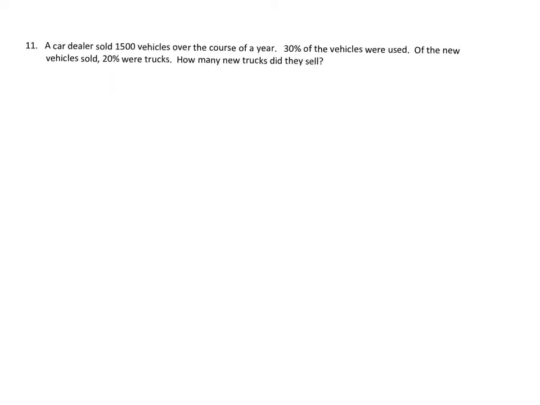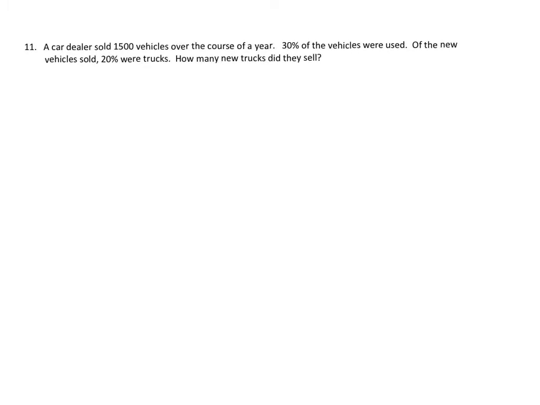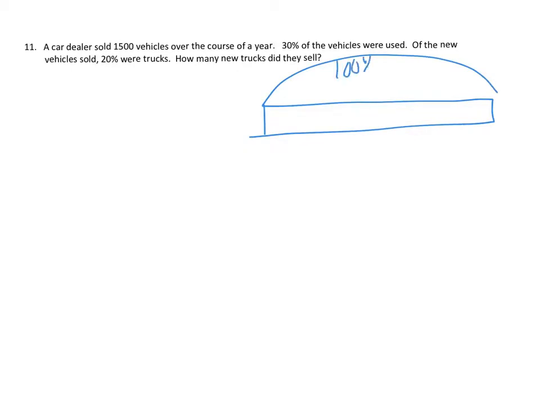The last one here is definitely a little bit harder because it's got a lot of parts to it. But again, I'll use my bar models. So it says a car dealer sold 1,500 vehicles over the course of the year. So over this full year, all of the vehicles was 1,500. Now what they told us is that 30% of them were used. But then they go on, they ask for the new vehicles. Okay, well, cars are either used or new. So if 30% are used, then 70% must be new.